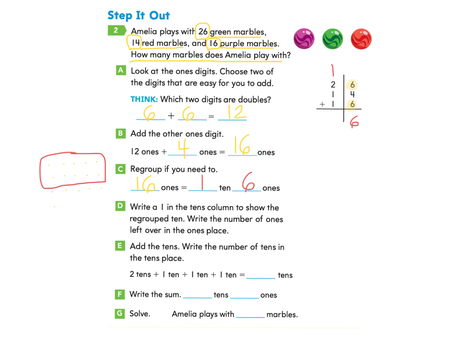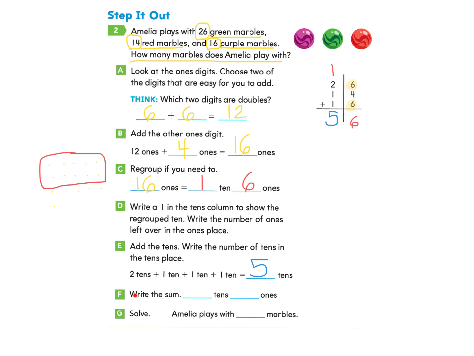Great work. Now we're going to add the tens. So write the number of tens in the tens place. So again, we have 4 numbers, 1, 2, 1, and 1. And so they have helped us out by writing 2 tens, 1 ten, 1 ten, and 1 ten. So we need to add all of these together. And when we add 2 plus 1 plus 1 plus 1, we find that the answer is 5. And we will write 5 in the tens column.